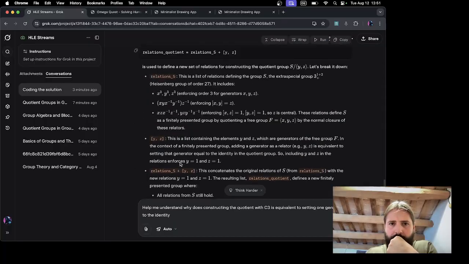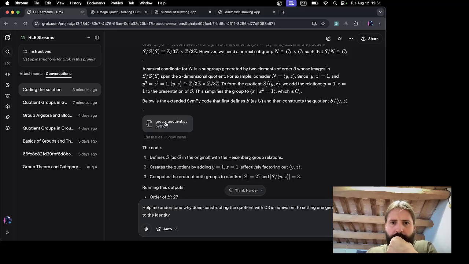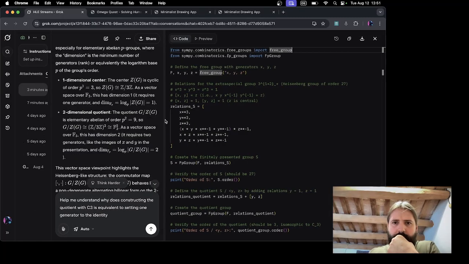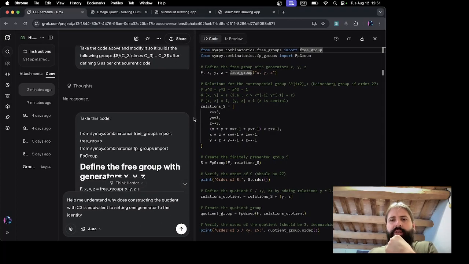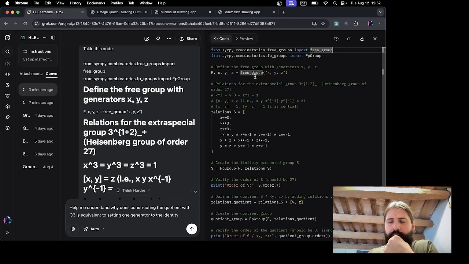I need to open the code again. Should be easier to find group quotient. There you go. So what are the elements of? Yeah, okay. No, wait a second. So what are the elements of F? So you've got three generators and you have these relationships.